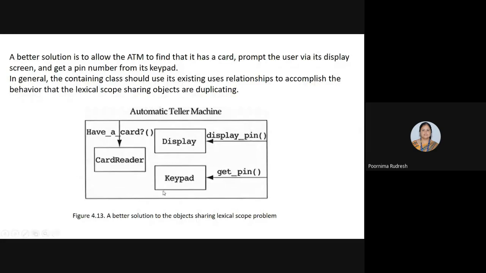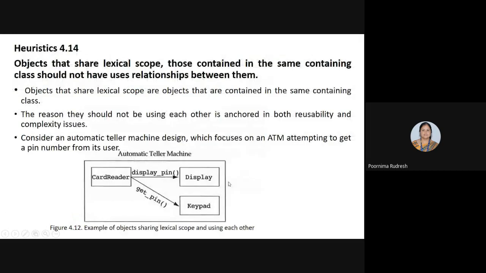So here the card reader is reused. It is used at the automatic teller machine, and it is also used at the doorstep. By using this, we can open the door or close the door. So this particular object is reused. In order to have reusability, we should have a design like that. But if we use the other type of design, then the reusability issue arises.